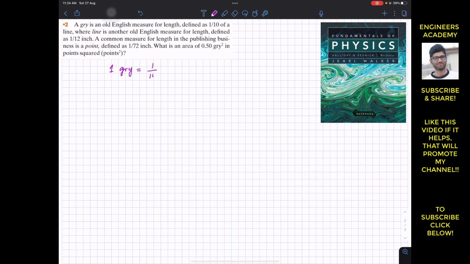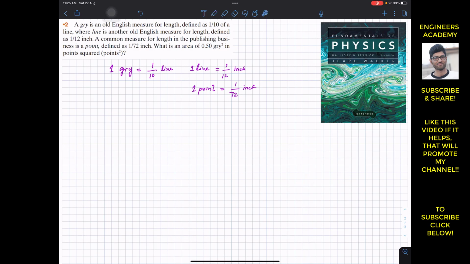is 1 divided by 10th of a line, and where line is another old English measure for length defined as 1/12th of an inch. So we can say that one line is equal to 1 divided by 12th of an inch, and a common measure for length in the publishing business is point, defined as 1 divided by 72 of an inch. So we can say that 1 point is 1 divided by 72 of an inch.